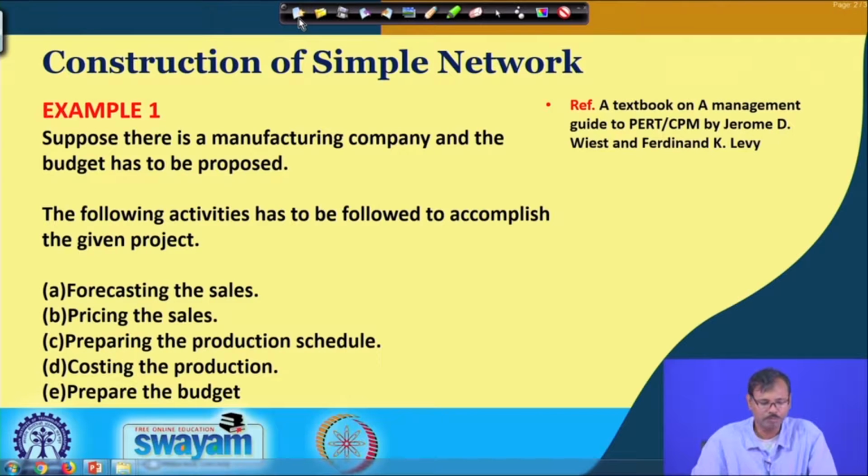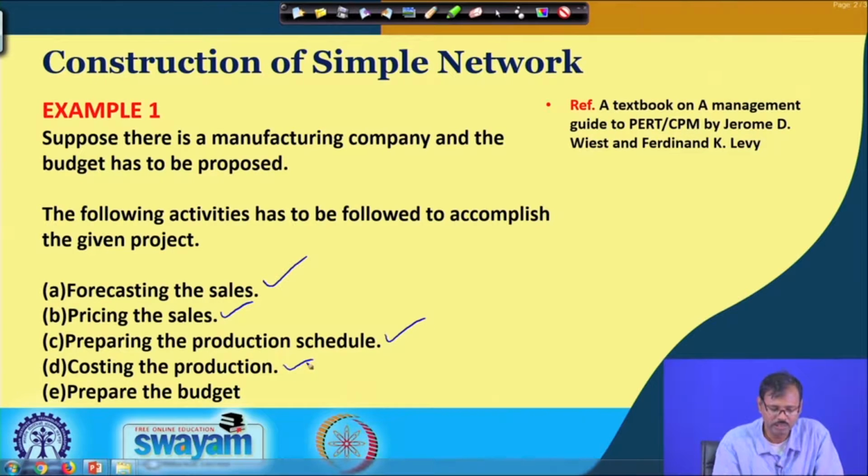What is there in this example? Suppose a company is willing to schedule some production for selling those products in the market. What are the jobs that the manufacturing company needs to carry out? Those jobs are listed here: forecasting of the sales, pricing the sales, preparing the production schedule, costing the production and preparing the budget. That means the company carried out the analysis and found what market is available in which it can sell its product.